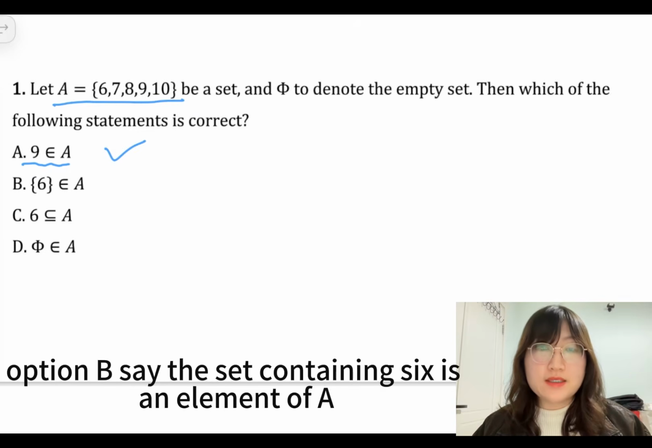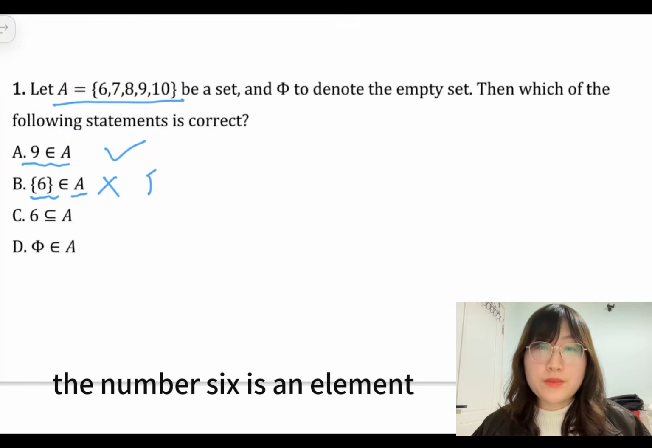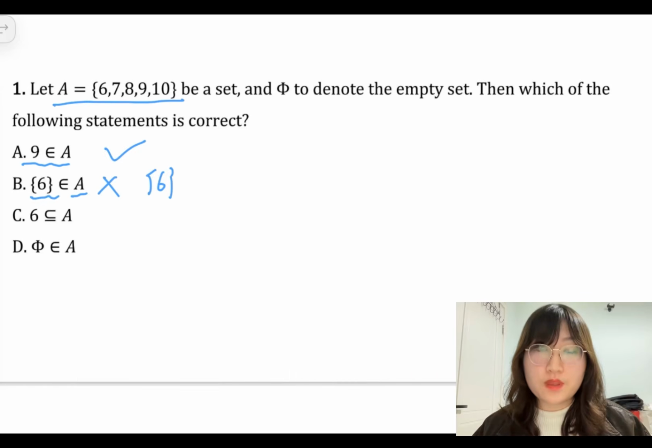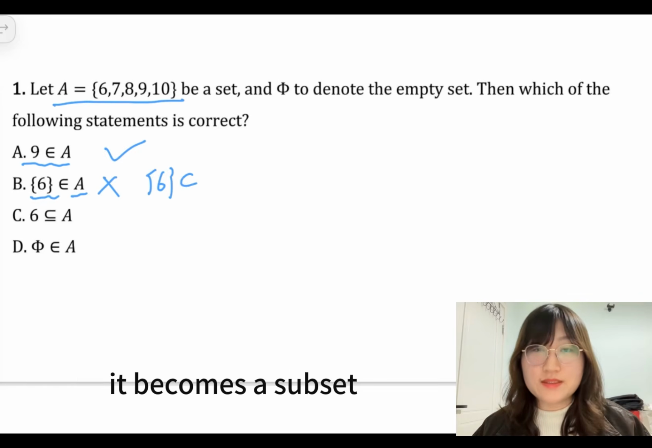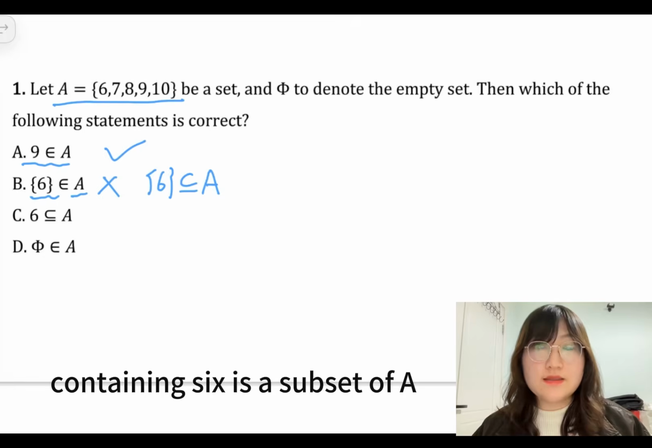Option B says the set containing 6 is an element of A. This is incorrect. The number 6 is an element, but when you put it inside curly brackets, it becomes a subset. The correct notation should be the set containing 6 is a subset of A.